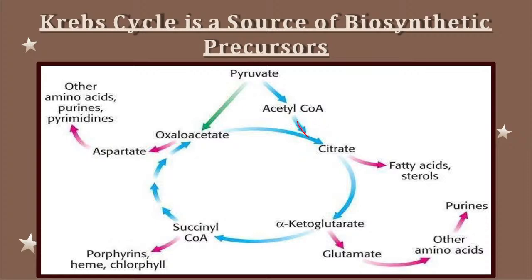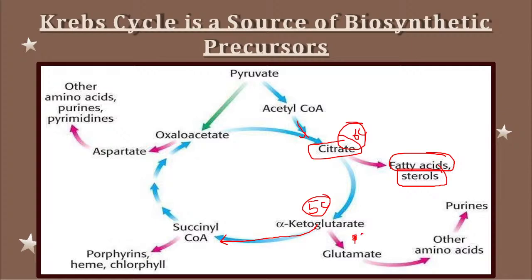You know very well, the acetyl-CoA combined with oxaloacetic acid gives us citrate. Citrate continues in the cycle. At the same time, citrate plays a crucial role in the production of fatty acids and sterols. Citrate is a 6 carbon compound. And alpha ketoglutarate is 5 carbon. It also continues in the cycle, and at the same time it can give rise to glutamate, it is involved in the production of other amino acids, and it also acts as a precursor in the production of purines.